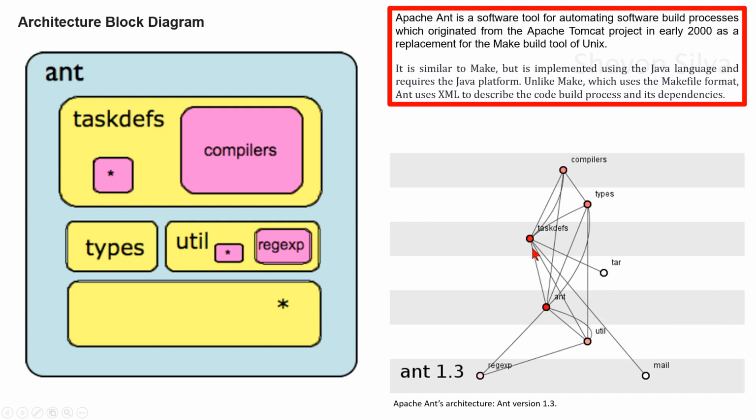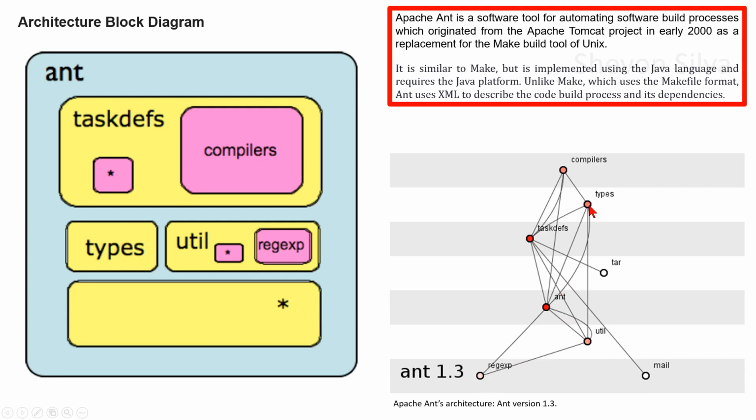Here you can see Taskdefs interacts with compilers, types, Util, mail, and tar, and Ant interacts with Taskdefs, types, compilers, Util, and Regexp.